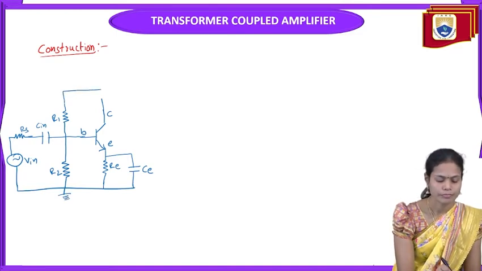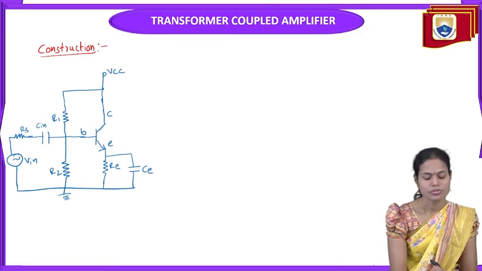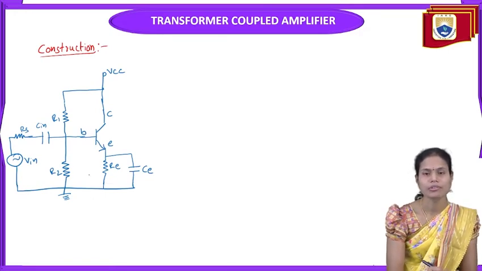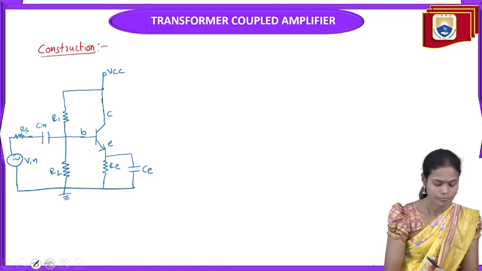For the collector terminal, we are providing the supply voltage VCC. So this is the single stage amplifier. Till now it is the single stage amplifier. The same kind of amplifier, one more stage I am taking here. After taking that, to interconnect the two stages, we will include the transformer.